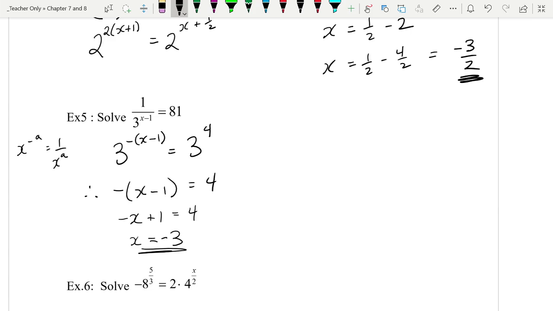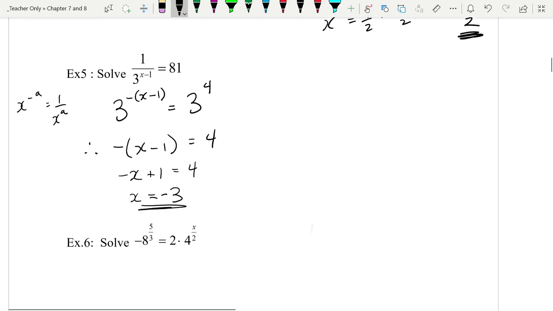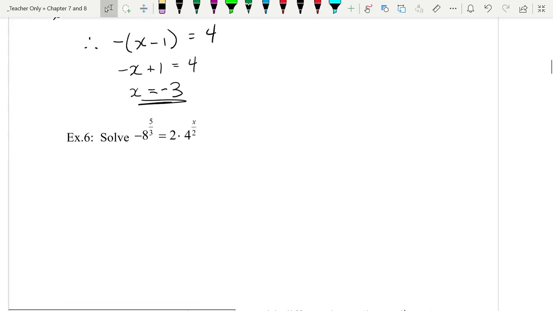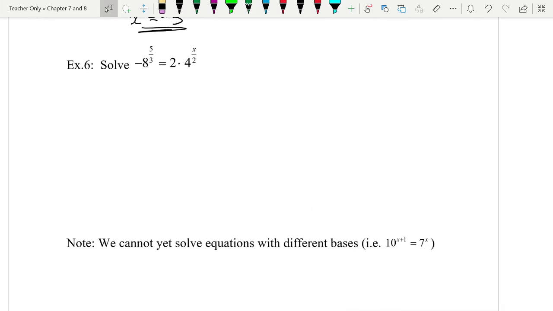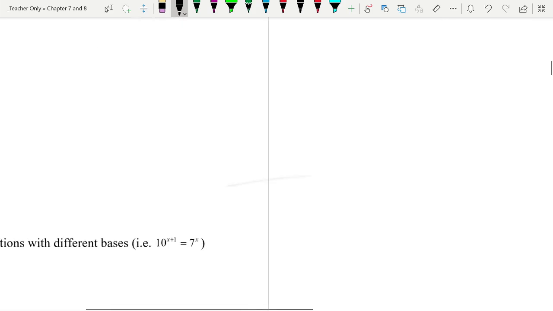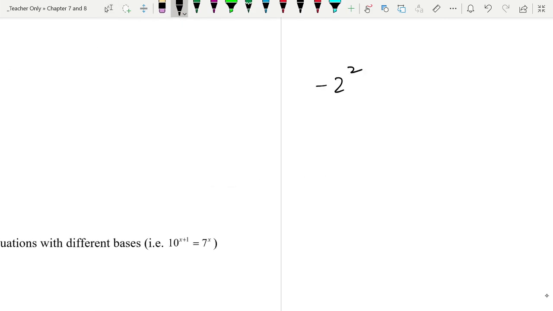Next, what do we want to do with example 6? Well, what are you thinking? What would be the common base of all of those factors? They're all powers of 2. 8 is 2 cubed, and I'm taking that to the power of 5/3. Remember that this negative is, of course, not part of the base. Do we have to have that conversation? Chances are we should all understand this, right?